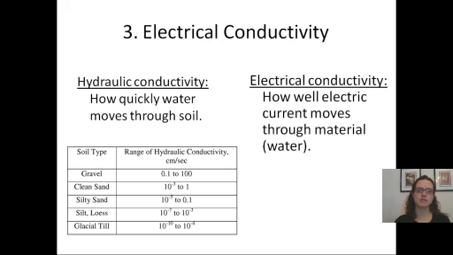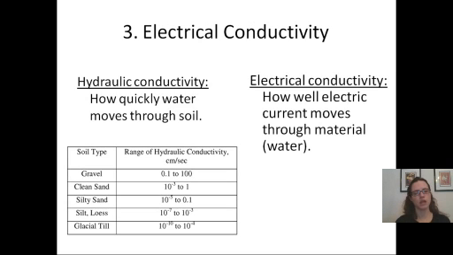The third parameter that was discussed in video 6 was electrical conductivity. And I first wanted to separate out hydraulic conductivity from electrical conductivity, just so you don't get confused if you decide to do some more research on conductivity. Hydraulic conductivity is how quickly water moves through the soil. So water is going to move much more quickly through gravel than it would through sand. Electrical conductivity is how well electric current moves through a material.